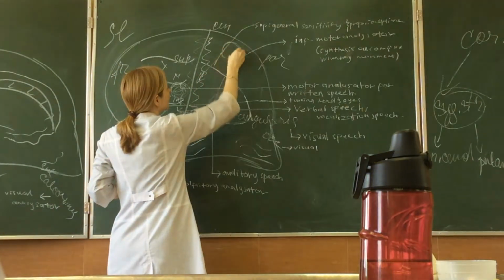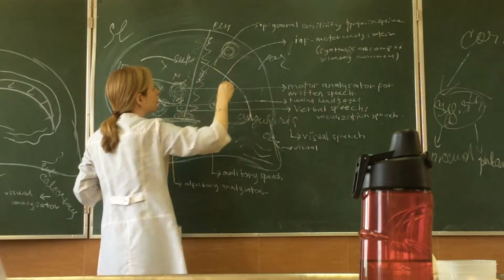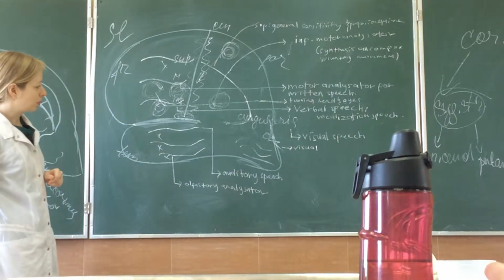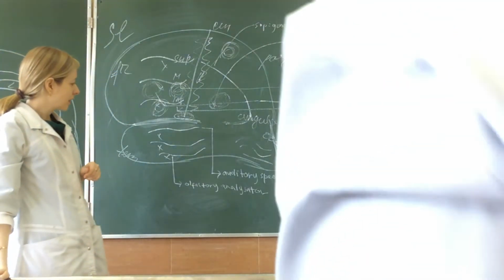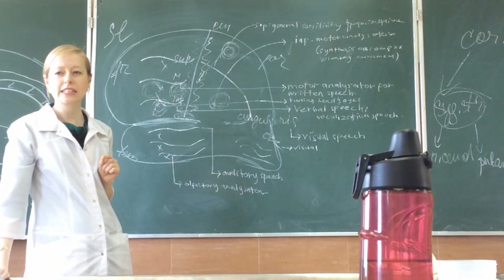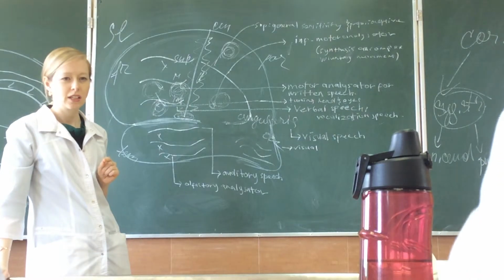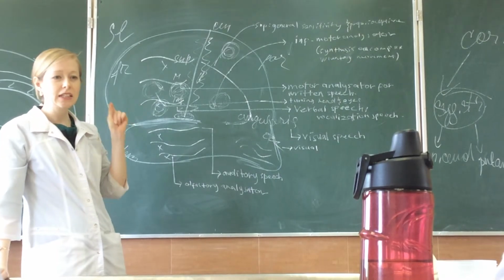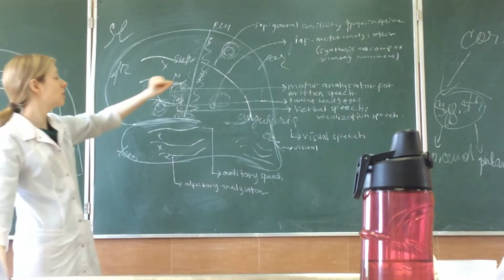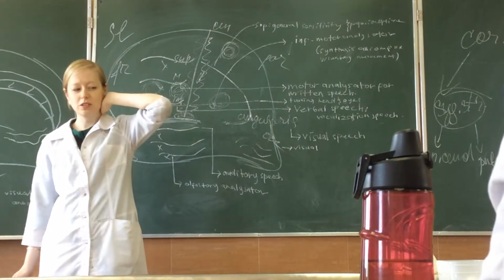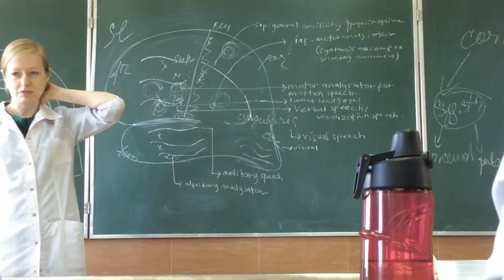But in the superior parietal lobe, if you remember, I said about stereognosis. Did you find it? And this one type of the sense situated on the superior parietal lobe. What is it? Do you know? Stereognosis.